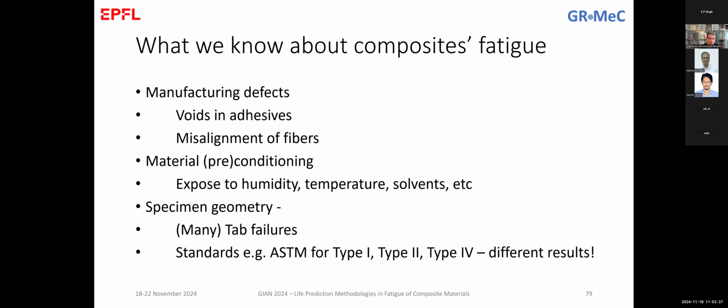In composites we also have manufacturing defects. We've seen before, when we did the X-ray videos, voids in the adhesives. These voids are parts of crack initiations. They are damage in the material and can be considered as points of initiation of damage that can lead to failure. We have also misalignment of fibers. You remember the discussion we had about the anisotropy of composite materials. The fiber alignment is very significant.